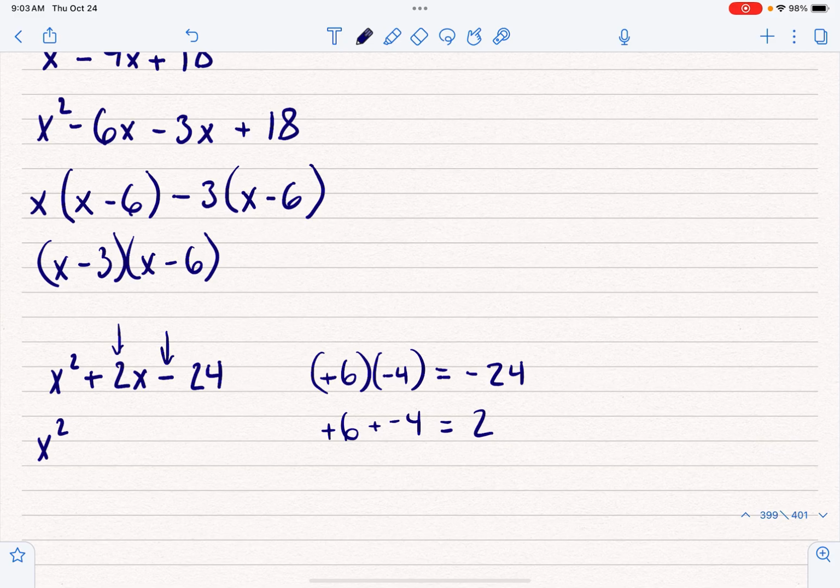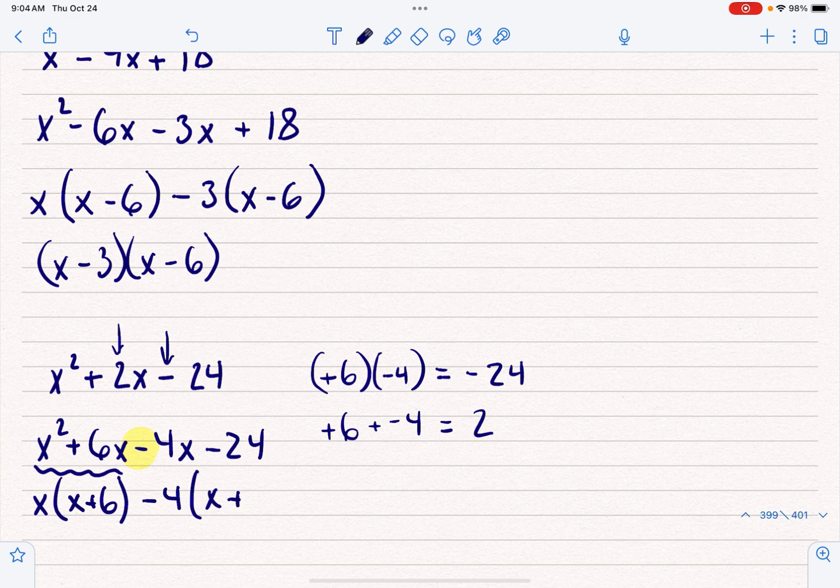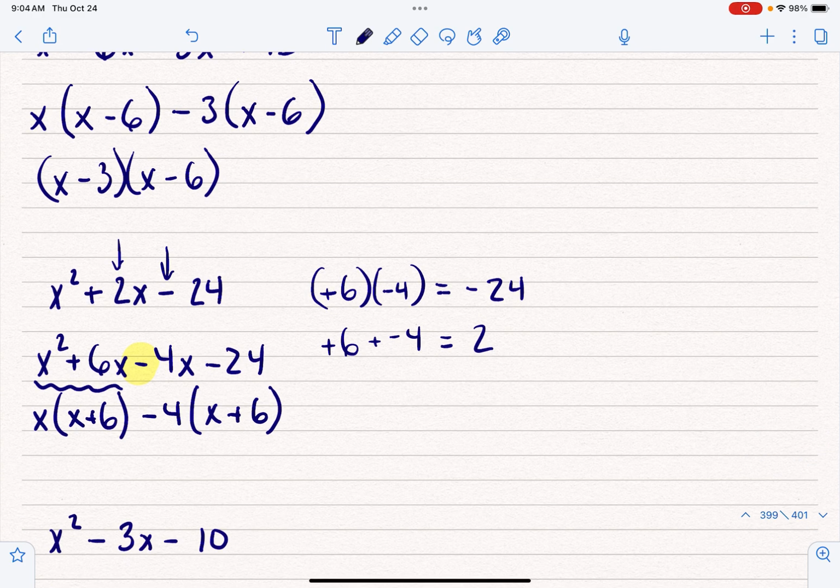I would say, okay, x squared plus 6x minus 4x minus 24. Now again, I notice I have that negative sign as the middle sign, so I'm going to factor that one out. I can take an x out of the first two terms, which leaves me with x plus 6. Take a negative 4 out of the second two terms, which leaves me with x plus 6. And then at that point, take the x plus 6 out to the front, and I'm left with x plus 6 times x minus 4.